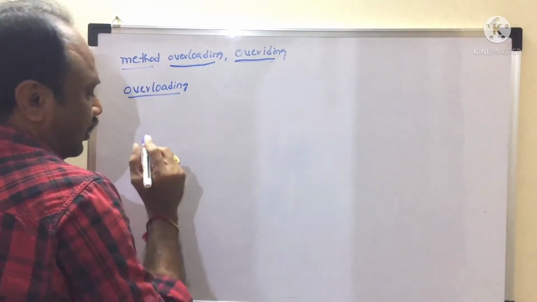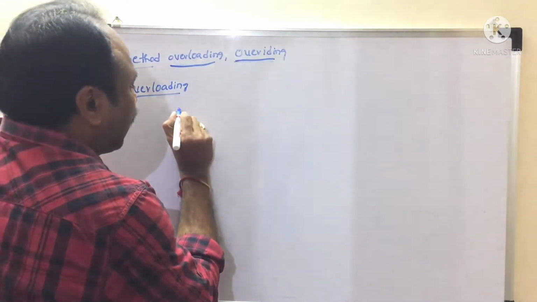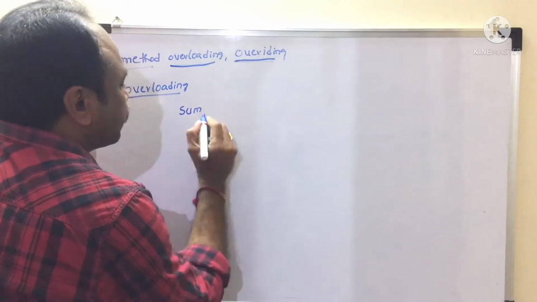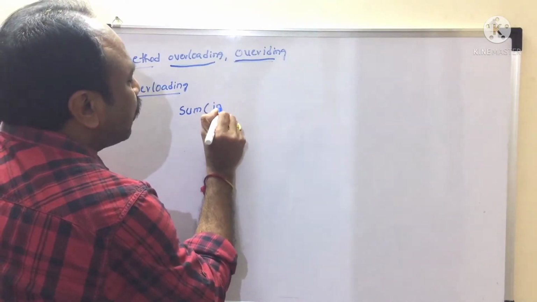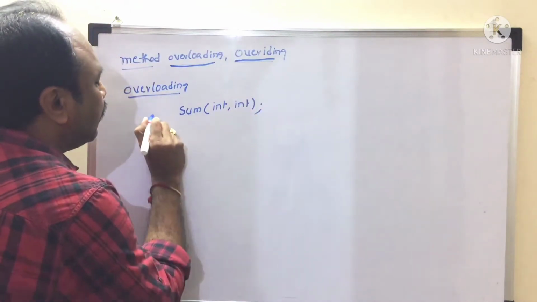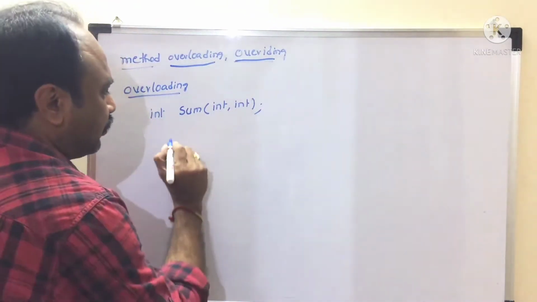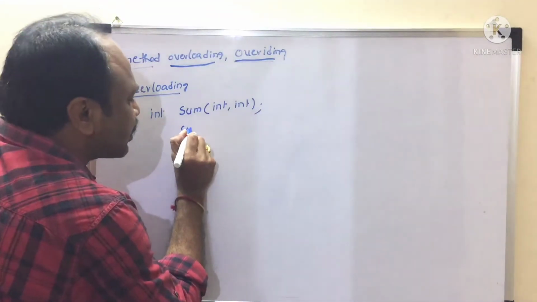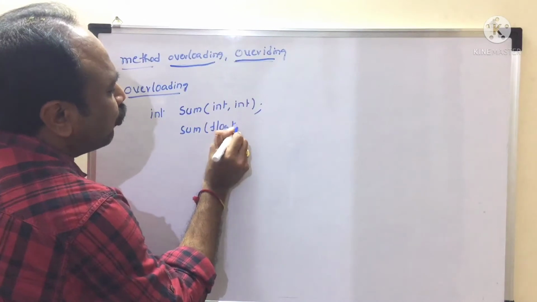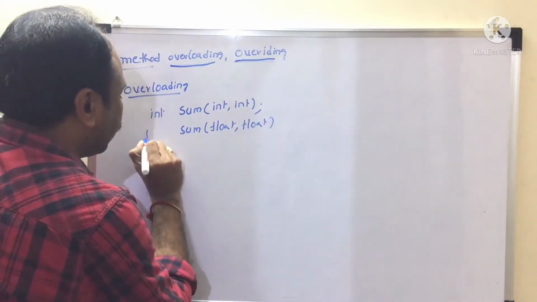See, I want to find the sum of two numbers. To perform that, I am going to use a method, the sum method. It is going to take two integer values and it has to return an integer value. Next, I am going to use the same sum method. It is going to take two float values, and it has to return a float value.